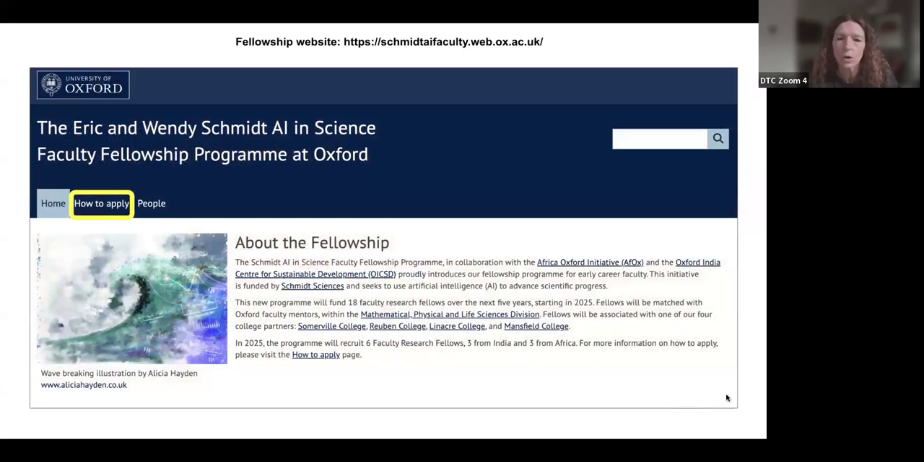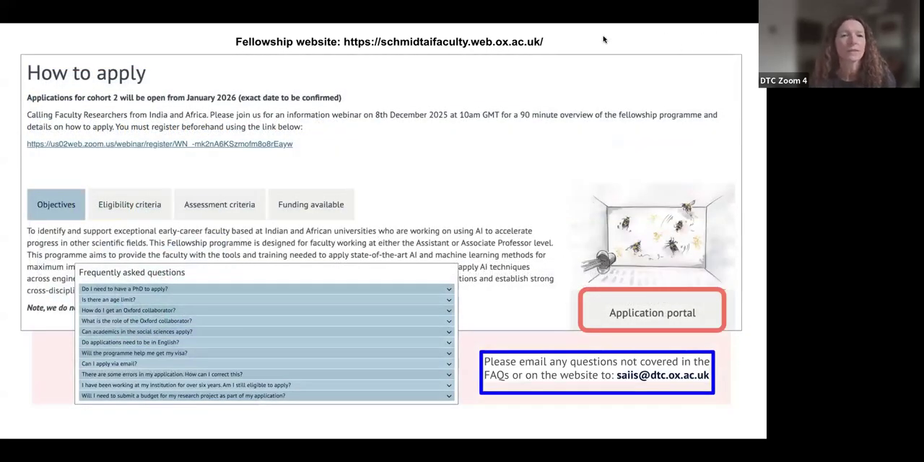And then this is just a look at the look and feel of our website. I've just posted the website address in the chat. And highlighted on this slide in a yellow box on the left-hand side is the tab that you would need to select to apply. As you can see in yellow, it's how to apply. Very straightforward. If you select that, that will take you through to the screen on the next slide. And there on the next slide, this shows where the application portal button, if you like, can be found, and where there is lots more information on the objectives of the fellowship, the eligibility criteria, assessment criteria, and also more details on the funding available.